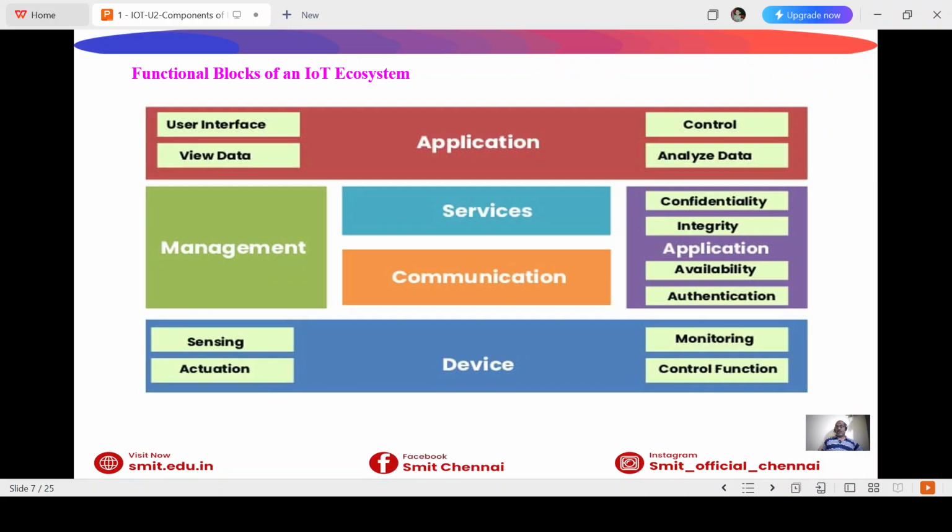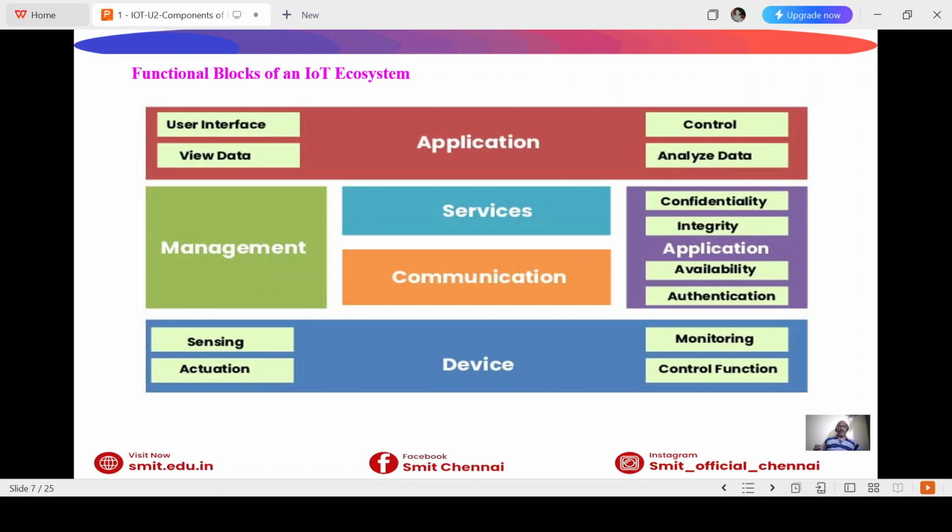This consists of confidentiality of the data that is passed over to the cloud, and integrity of the data has to be maintained, and availability of the data with the proper authentication only should be available to the particular user. That's what the security is all about.